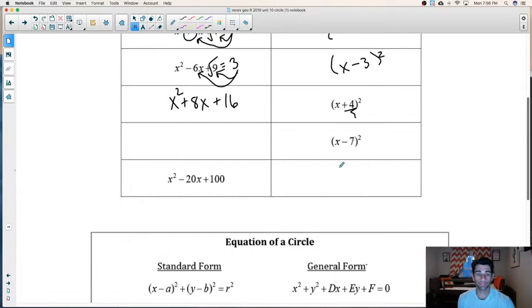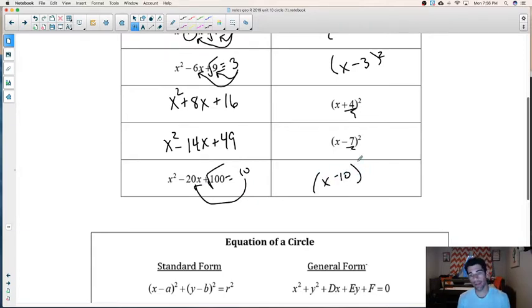Continue down, (x minus 7) squared: negative 7 and negative 7, adding them gives you a negative 14, and negative 7 times negative 7 is a positive 49. And then the last one, working backwards again, the square root of 100 is 10, and since we need a negative 20, that is accomplished by doing a minus 10 and a minus 10. So it's (x minus 10) squared. So these are perfect square trinomials, and that's going to help us with the form that we're going to look at today.